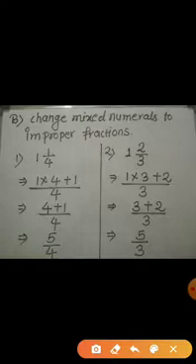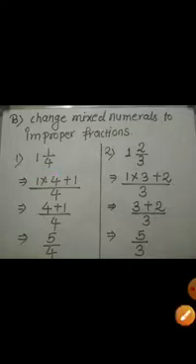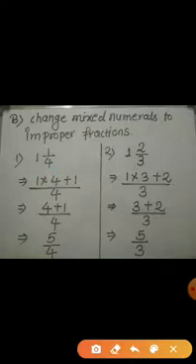Now let us discuss the question number B. Change mixed numeral to improper fraction. Now in this question, some mixed numerals are given to us and we are asked to convert them into improper fractions. So let's see how to do it. See the first mixed numeral. It is 1 and 1 upon 4. While converting this mixed numeral to improper fraction, we multiply the whole number and denominator. And then we add numerator to it.